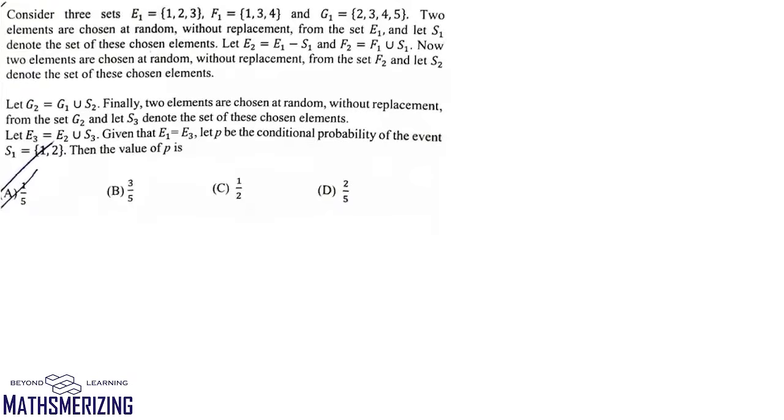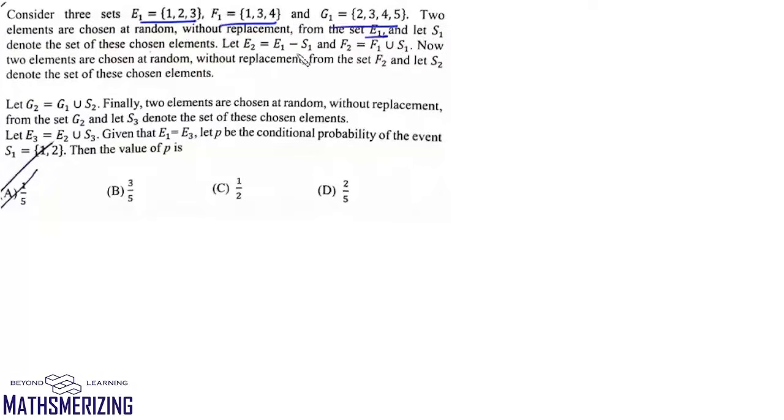Today we'll be discussing JEE Advanced 2021 Mathematics Paper 1. Now the first question is: consider three sets E1 = {1, 2, 3}, F1 = {1, 3, 4} and G1 = {2, 3, 4, 5}. Two elements are chosen at random without replacement from the set E1 and let S1 denote the set of these chosen elements.